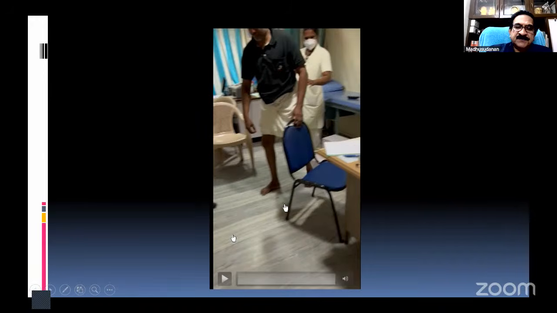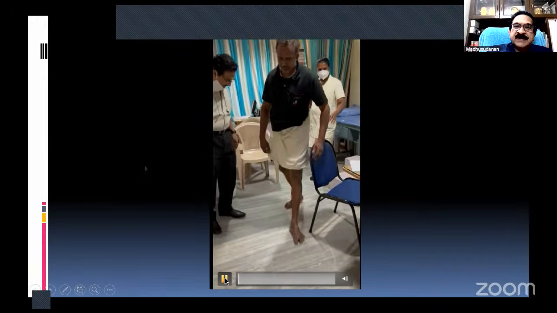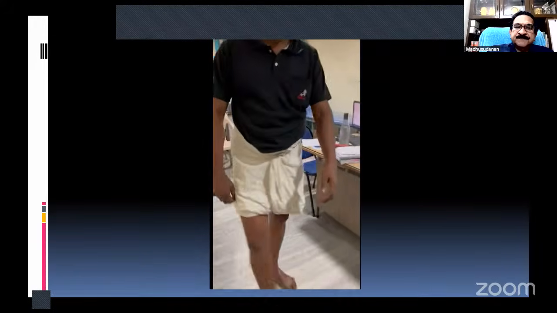This is again the walking. So this is how he walked. Another day, on the same admission, on the second day, he walked again. On turning, he has got freezing.